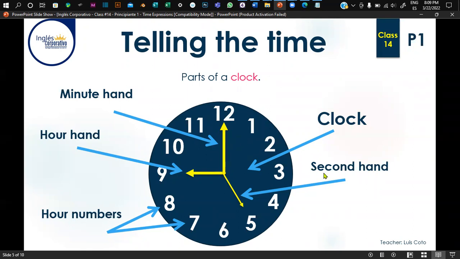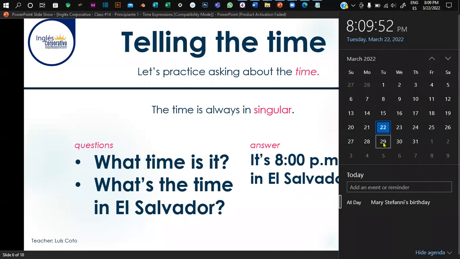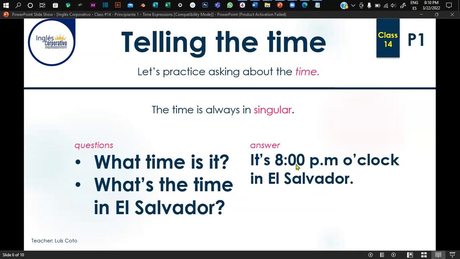Okay, let's see. Do you remember the questions that we were studying yesterday? What time is it? Option one and option two. What's the time in El Salvador? What's the time? See, we have the time. It's eight and nine. Okay, it just changed. That is the time in El Salvador. No problems with the questions, right?